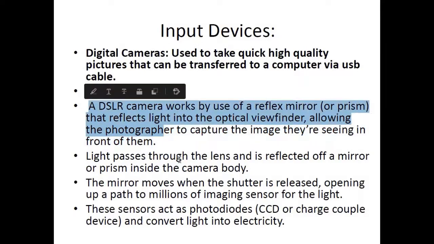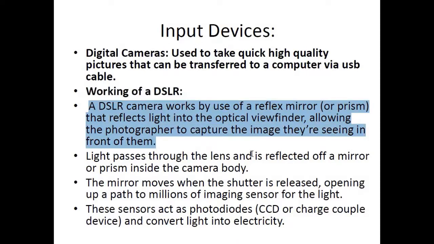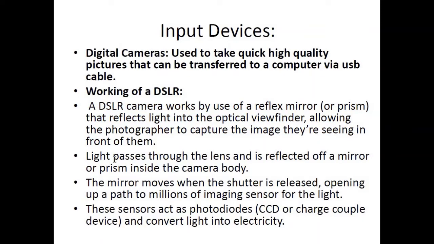Okay, this point is just for your understanding. You don't really need to write it if a question comes in the paper. You can directly start from here, that light passes through the lens and is reflected off a mirror or prism inside the camera body. The mirror moves when the shutter is released, opening up a path to millions of imaging sensors for the light. These sensors act as photodiodes.